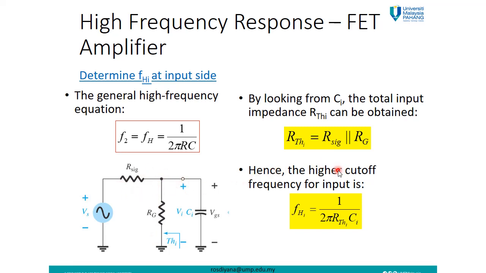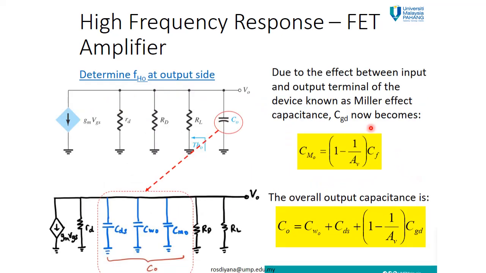Hence, the higher cut-off frequency for the input is FHin equal to 1 over 2 pi RTHin Cin. From the previous slide, we calculated the Cin, and just now we calculated the impedance here. So we can get this value for the cut-off frequency at the input part.